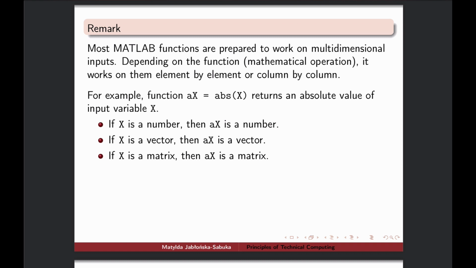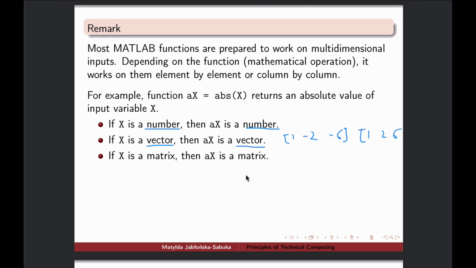So, for instance, the function abs, which is used to calculate absolute value, will work on every element individually. So, if x is a number or a scalar, in other words, then of course the absolute value of x is also a number. If x is a vector, then the resulting absolute value of that vector will also be a vector, just with respective results. So for instance, if my initial vector is 1, minus 2, minus 6, the absolute value of that will be 1, 2, and 6. It's quite straightforward.